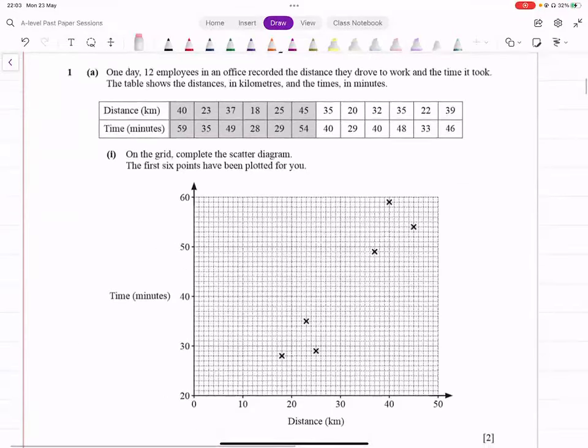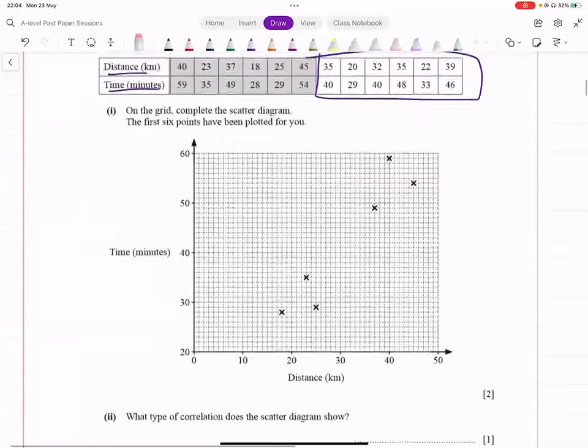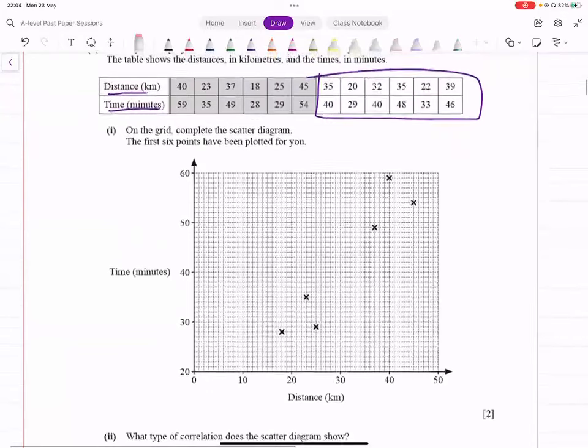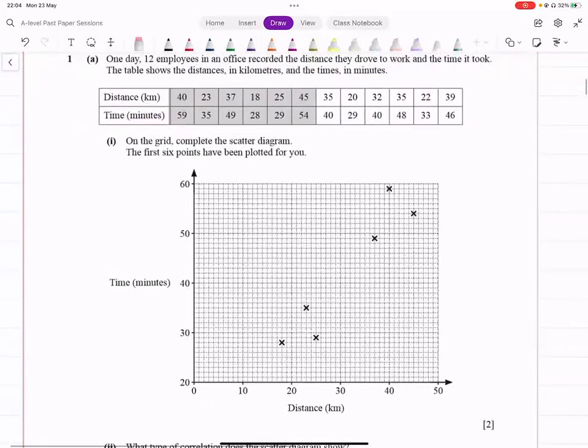Okay, so it says one day, 12 employees in an office recorded the distance they drove to work and the time it took. The table shows the distances in kilometers and the times in minutes. So these two sets of information are given here. It says on the grid, we have to complete the scatter diagram. The first 6 points have already been plotted. The rest of these 6 points, you've got to plot them.